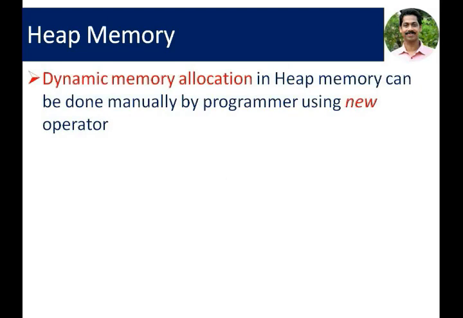In heap memory, dynamic memory allocation is done manually by the programmer using the new operator. The allocation is done during runtime, but the programmer should write suitable commands or instructions in the program to allocate memory during runtime. Here is a C++ operator to dynamically allocate memory, that is the new operator. Since it is an operator, there is no need for header files in the program for this new operator to work.